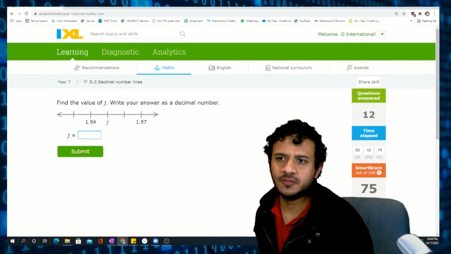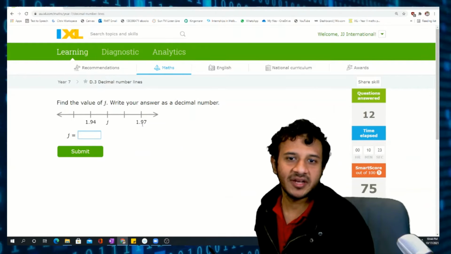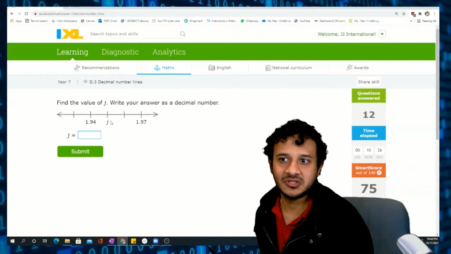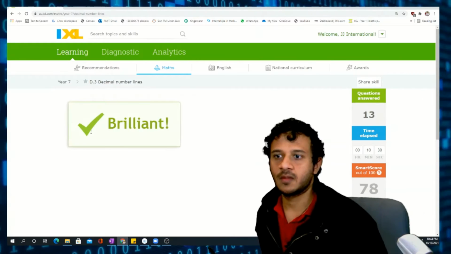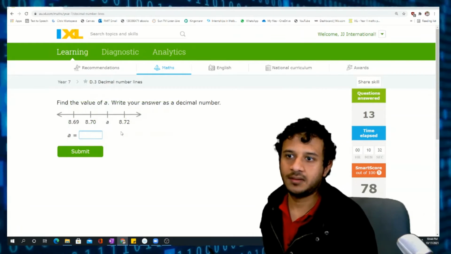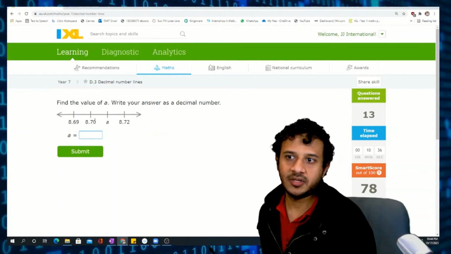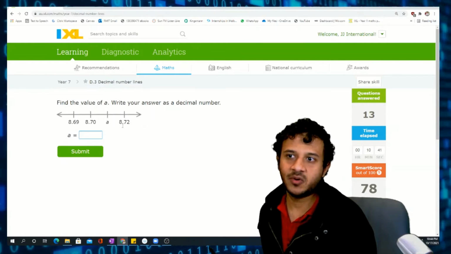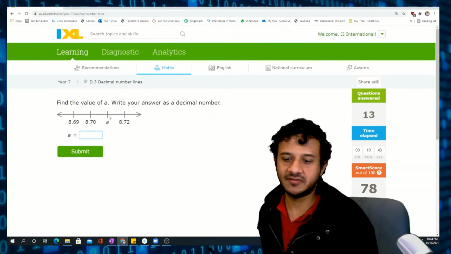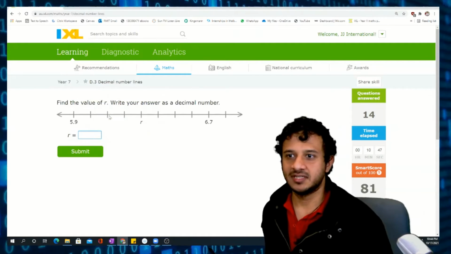1.94, give a guess. This might be 1.95, 1.96, 1.97. Yeah, that works, 1.97. So this should definitely be 1.95. Okay, 8.69, 8.70, then 8.71, 8.72, so 8.71. That became much easier than before, isn't it?